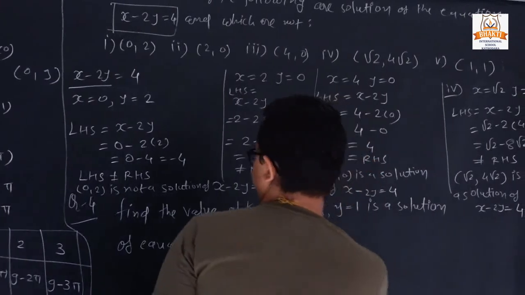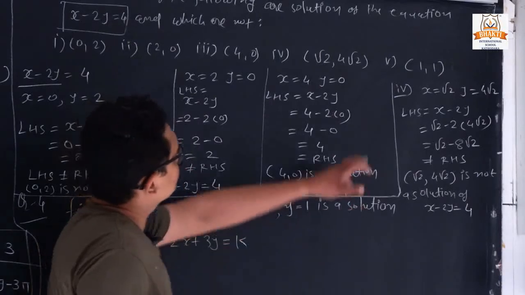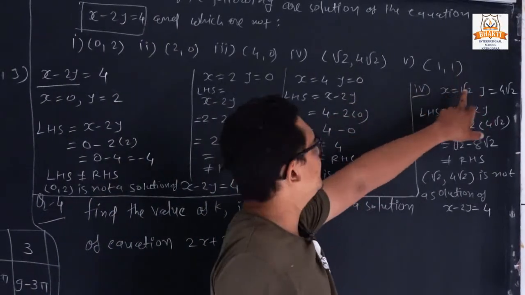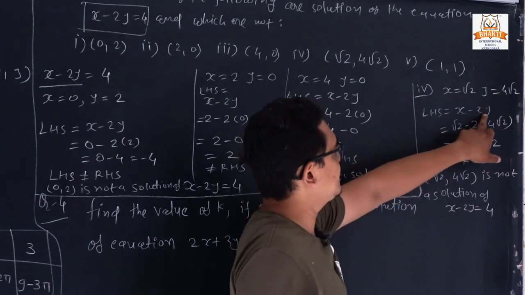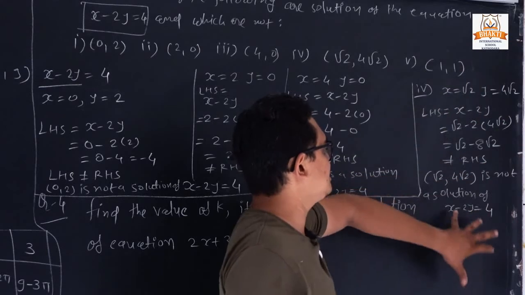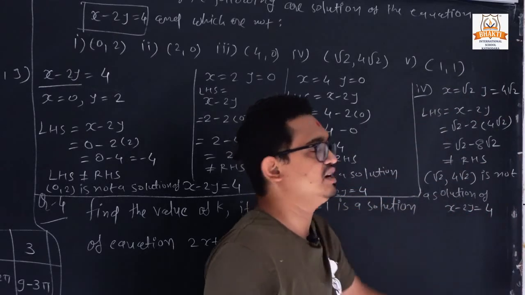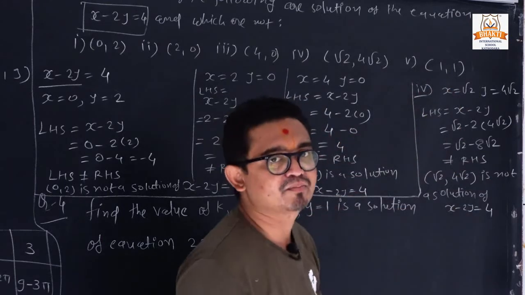Now the last one, 1 comma 1. Similarly you can put x is equal to 1 and y is equal to 1. So 1 minus 2, so the answer is minus 1. So once again, 1 comma 1 is not a solution of x minus 2y is equal to 4. So you can do it in your homework.